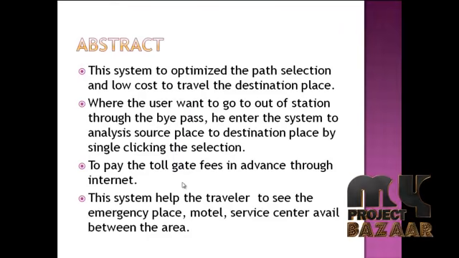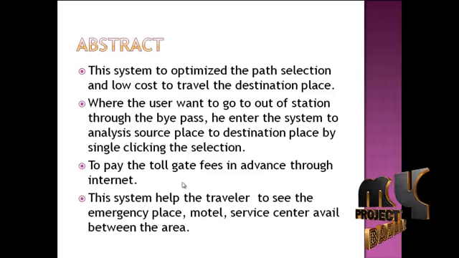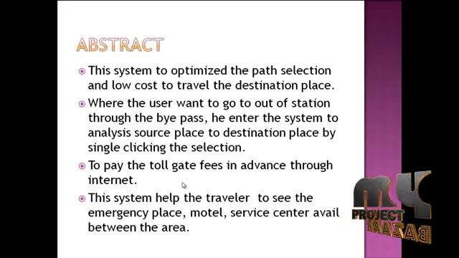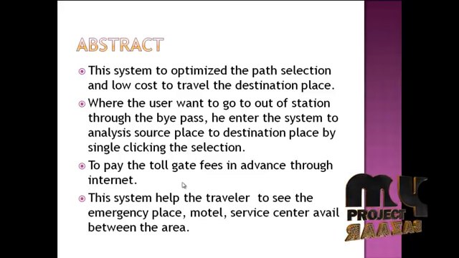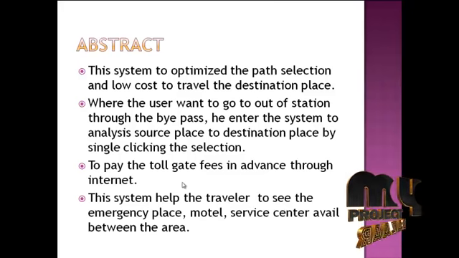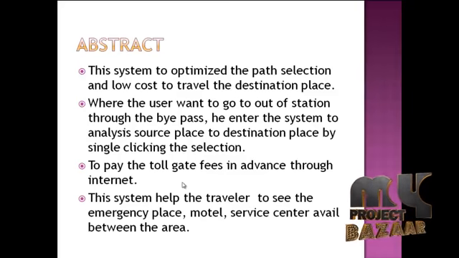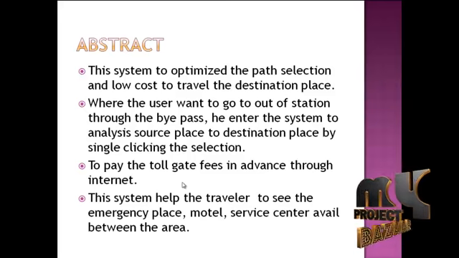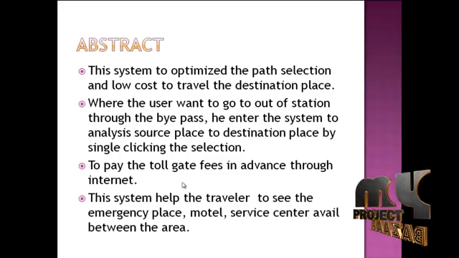This system is to optimize the path selection and low cost to travel to the destination place. When the user wants to go out of station through the bypass, he enters the system to analyze his source place to destination place by single click selection, and pays the toll gate fee in advance through the internet. This system helps the traveler to see the emergency places, motels, and service centers available in the area. The main motto of this project is to reduce the waiting time at the toll gate. To save the time of the travelers, we pay the amount online.